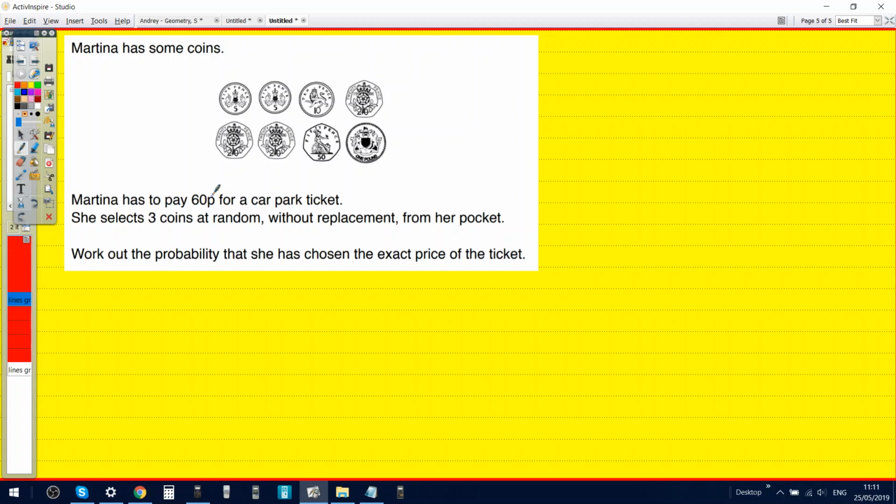Such as 2 5p's, 1 10p, 3 20p's, 1 50p, and £1. So first you have to work out the different possibilities that add up to 60. Yep.